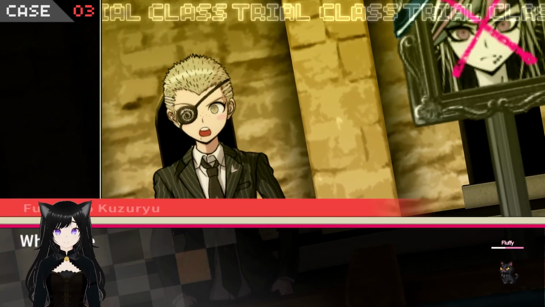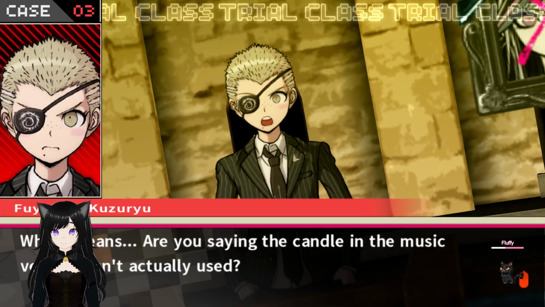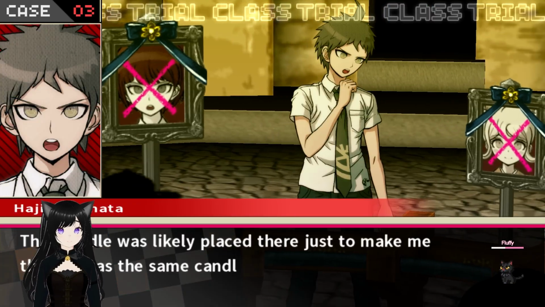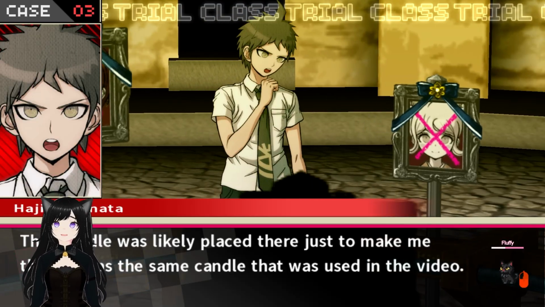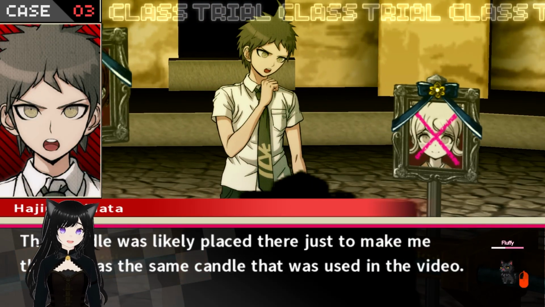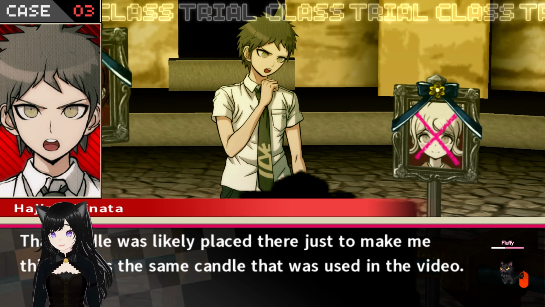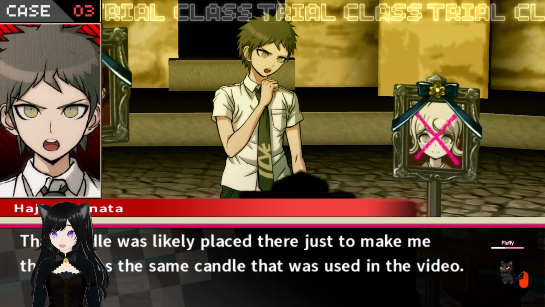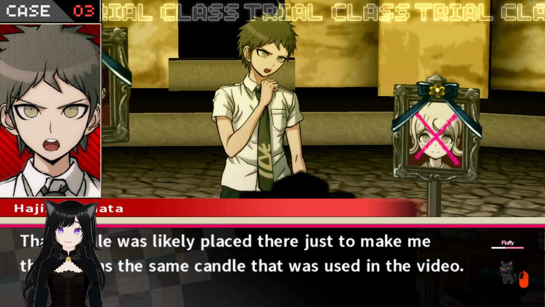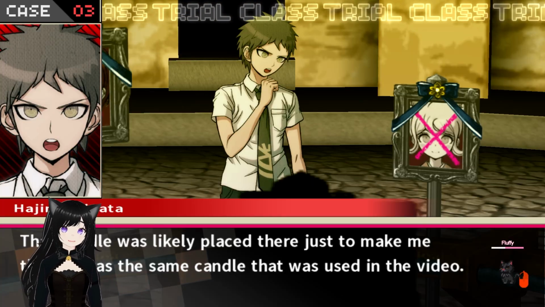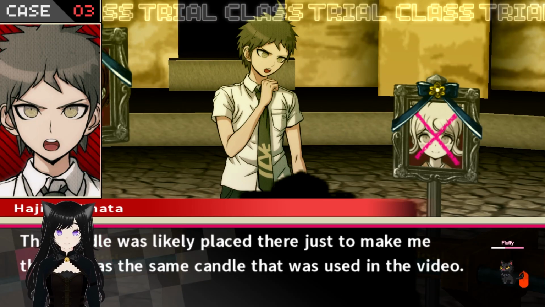Uh-huh. Which means... Are you saying the candle in the music venue wasn't actually used? That candle was likely placed there just to make me think it was the same candle that was used in the video. So I think I'm starting to get a picture of what happened. I think the killer was making preparations to kill Ibuki. Hiyoko walked in, so they killed Hiyoko, and then they killed Ibuki, and they set up the crime scene and all that, but then they triggered it by filming it from the conference room. They were at the hospital. They weren't even there.